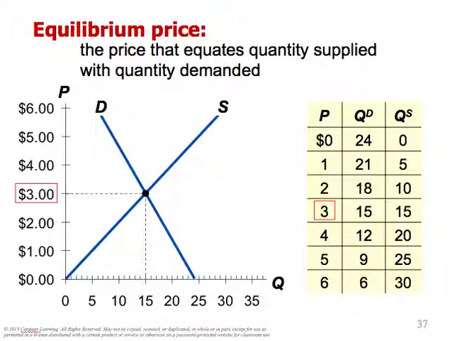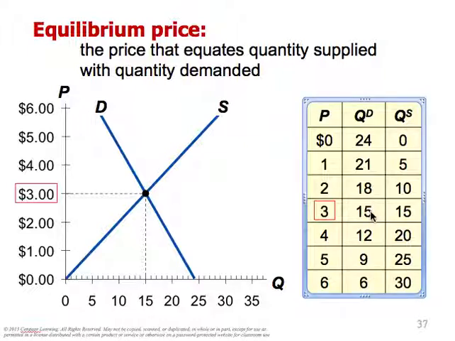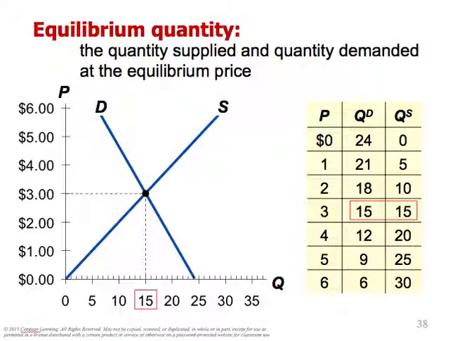The equilibrium price is the price that equates quantity supplied with quantity demanded. So at this price, when the price equals $3, quantity demanded equals quantity supplied. If you look at this table here, it would be clear. When the price equals $3, you can see the quantity demanded is 15 and quantity supplied equals 15. And this should hold true because these two curves are intersecting each other at this point when Q equals 15. So equilibrium quantity is the quantity supplied and quantity demanded at the equilibrium price. It's pretty simple.